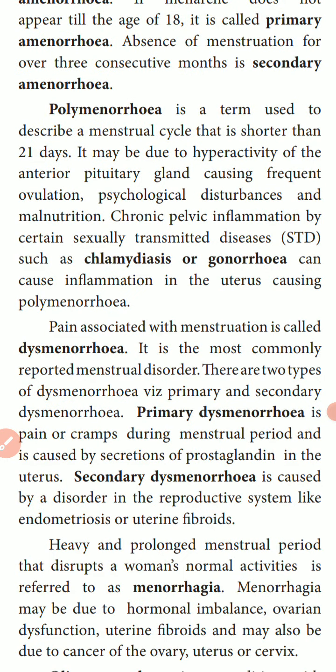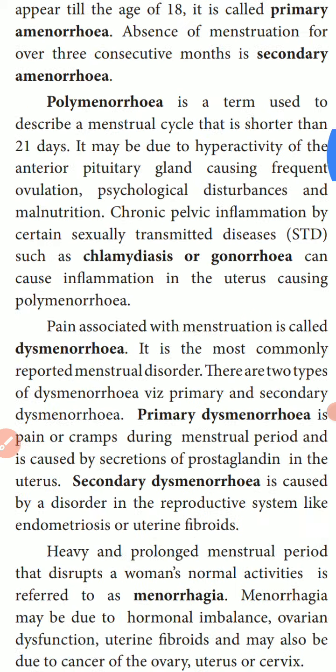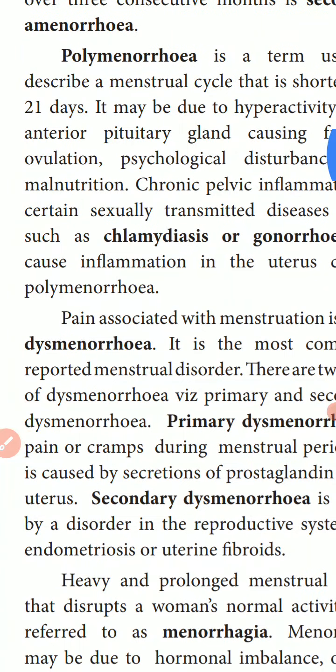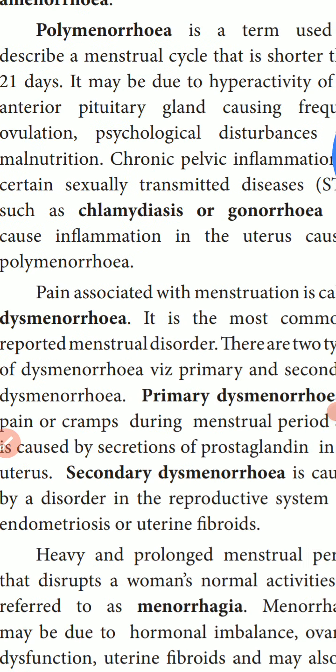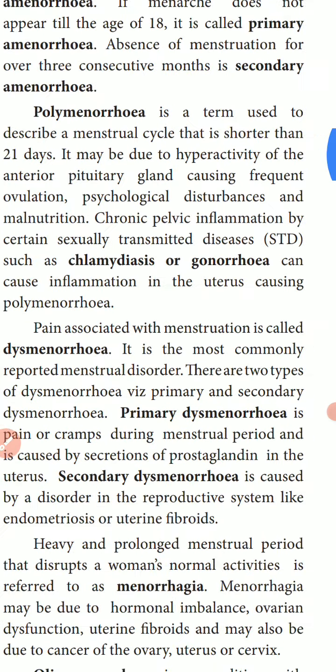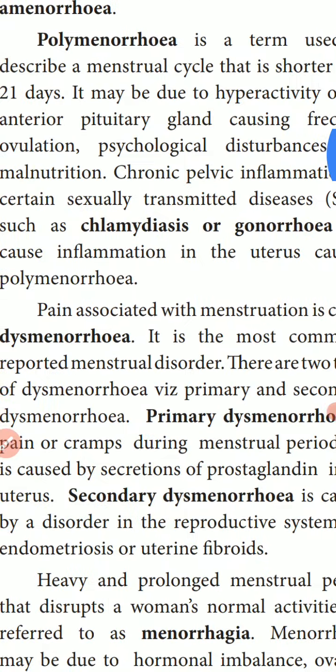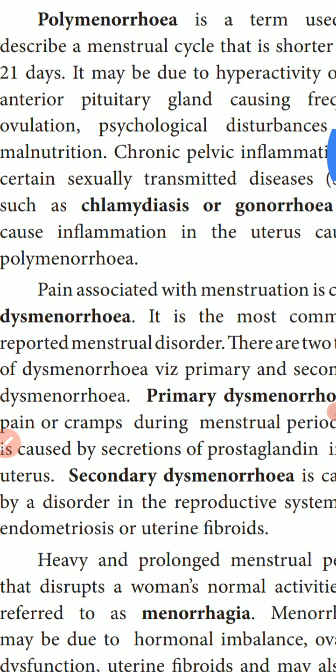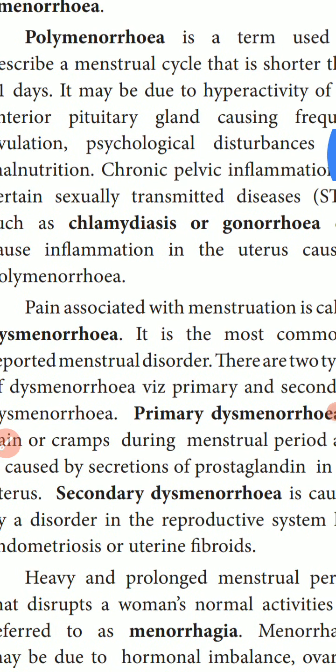This frequent ovulation is caused by the pituitary gland. Also psychological disturbance and malnutrition can cause polymenorrhea. What do you mean by malnutrition? Absence of proper nutrition we call malnutrition. Then chronic pelvic inflammations caused by certain STD diseases. What is STD? Sexually transmitted diseases.